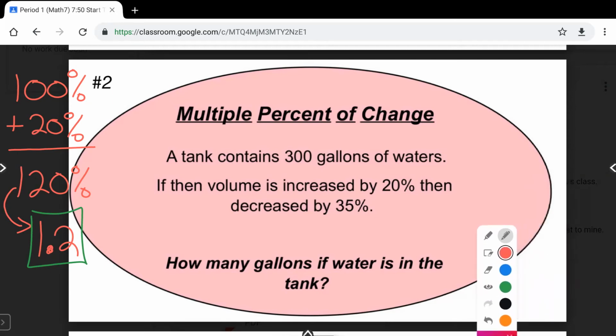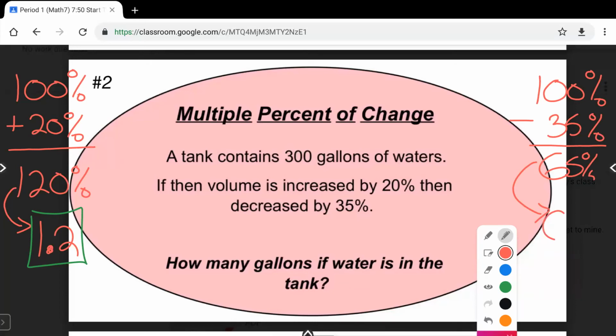Now I'm going to calculate the decrease, because once again, it's a decrease of 35%. Doing it the same way, I start at 100%, but decrease means we subtract, not add. So we're going to take 35% away from this. That's going to give us 65%. Now remember, we don't do anything with the percents, so we make it into a decimal, and this is going to be 0.65. So this is my second multiplier.